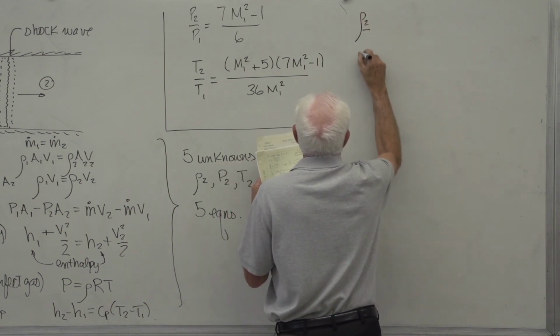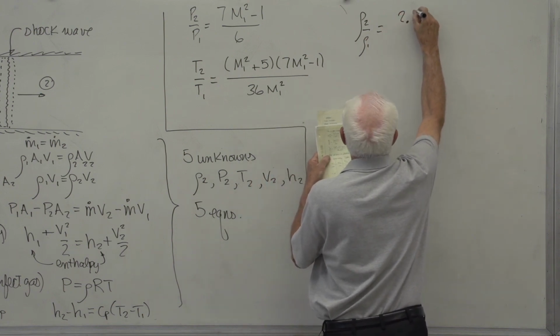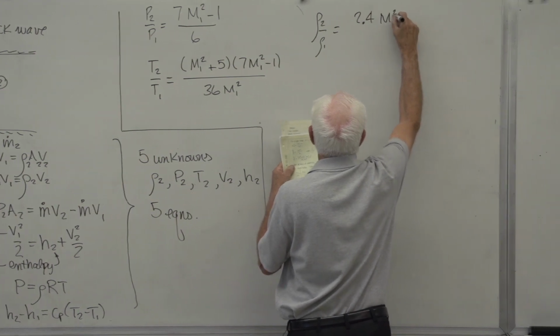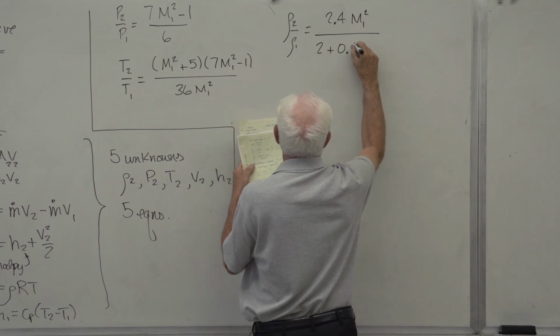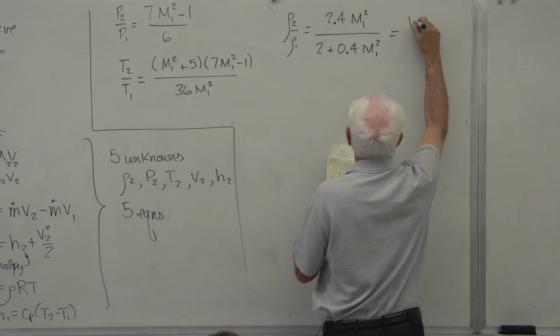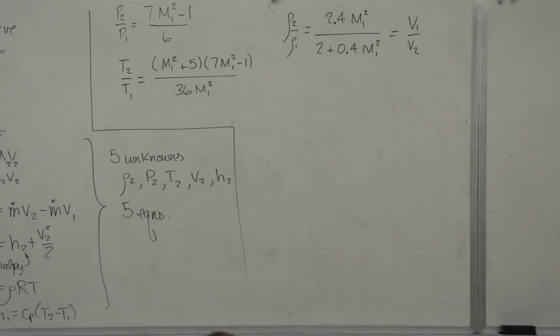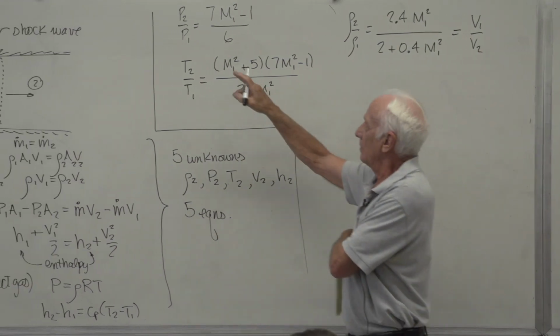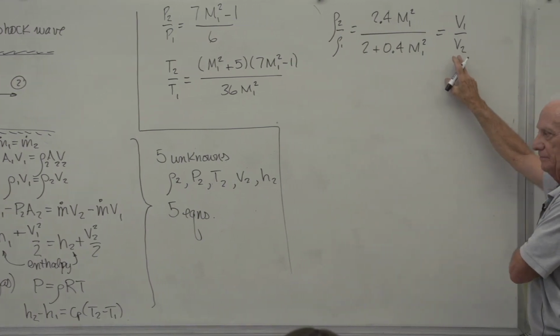Rho 2 over rho 1 is equal to 2.4 Mach number 1 squared divided by 2 plus 0.4 Mach number 1 squared. It can also be shown that that's the same thing as V1 over V2. Flip-flop the subscripts: one subscript's numerator, two subscripts denominator. So now we have, so far, four expressions. One gives you P2, one gives you T2, one gives you rho 2, one gives you V2.